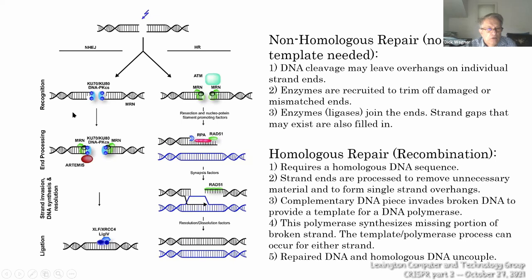It's very rare. I'm not aware of any situation that I've heard of. I'm sure there is maybe one or two, where you could have, let's say, the Cas system came in and made an exact breakage here, and then non-homologous repair came in and joined it together perfectly. I've never seen it happen. There's something that goes on in these things, and they'll cleave off some of those nucleotides. So it never works together.